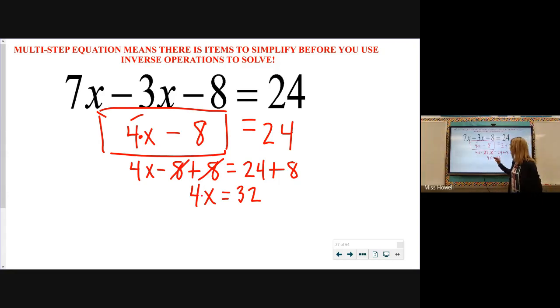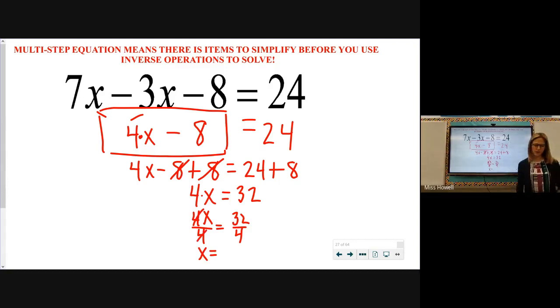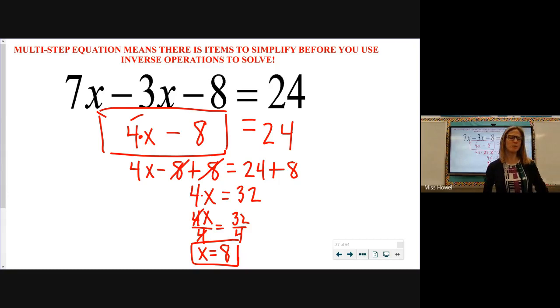So now we have to deal with the fact that there's multiplication here of 4 times x. So our new inverse operation would be to divide, and more specifically to divide both sides by 4. Cancel on the one side, bring down our x. 32 divided by 4 on the other side would just give us an x value of 8. Good final value with proper steps of work.